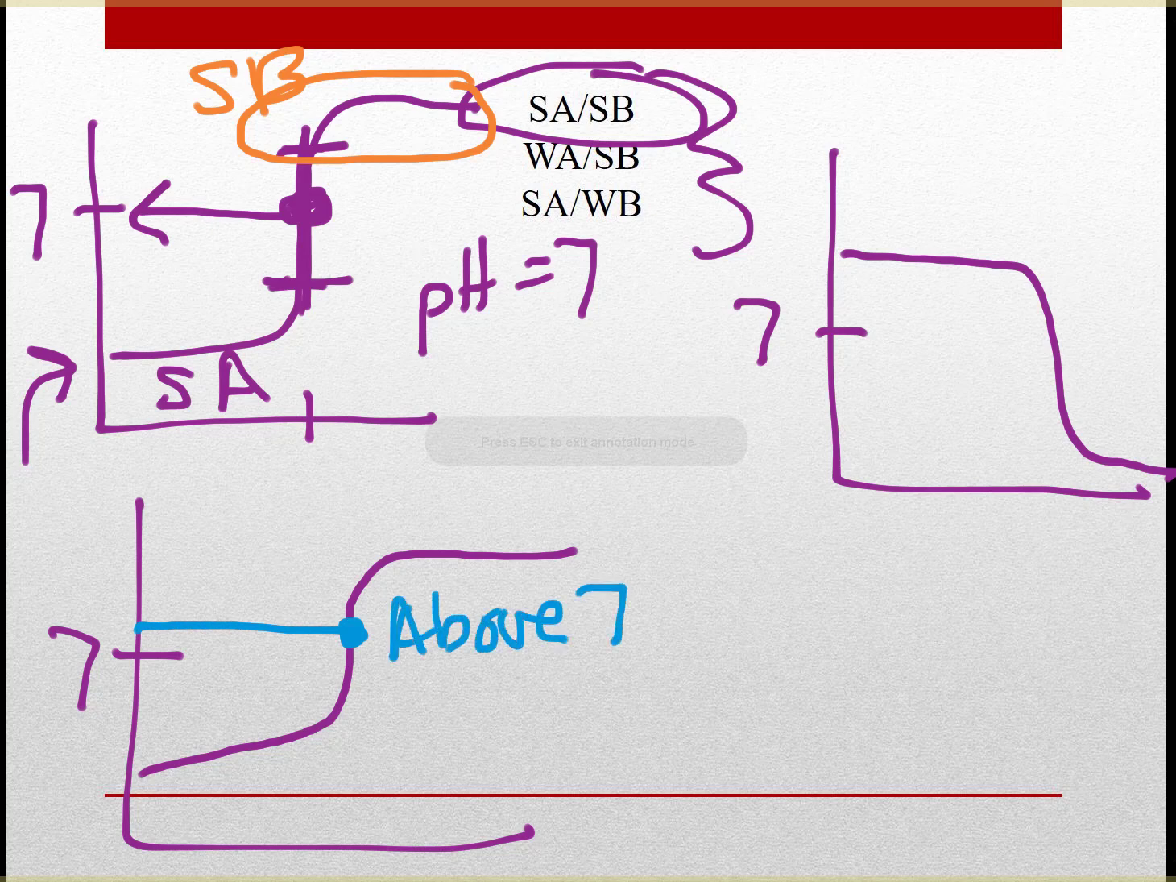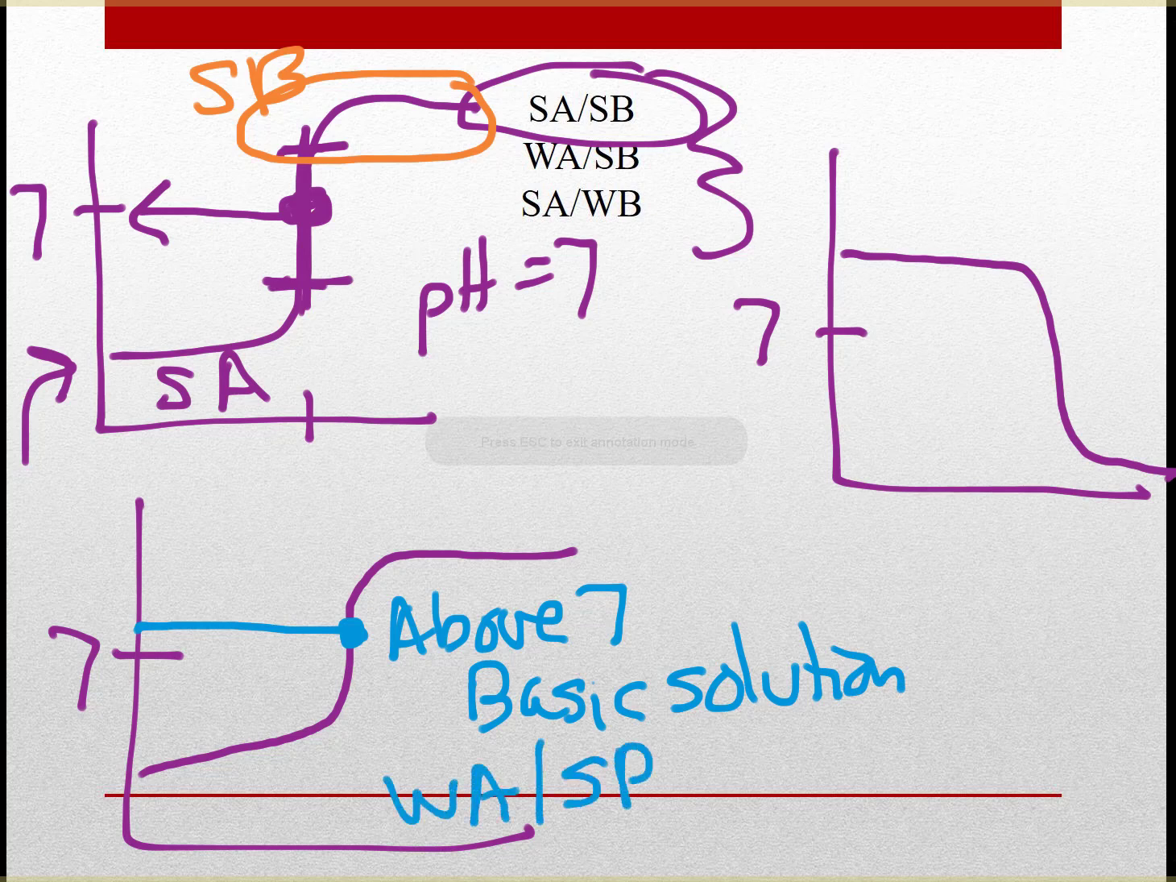So because it's above 7, I have a basic solution. So this means I have a weak acid, strong base. If you want to look at it, because it's above 7, I would have a strong base in there. Really what's happening is the weak acid has a conjugate base that's hanging out with it also. And that conjugate base along with the strong base tips it above 7.